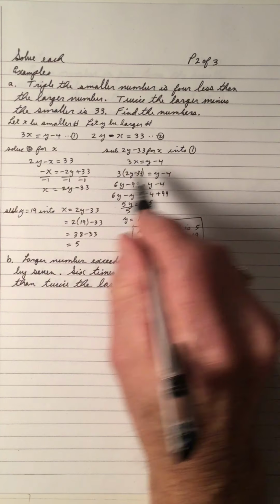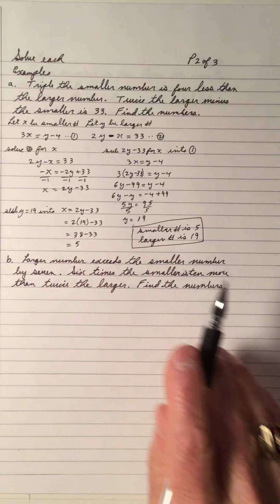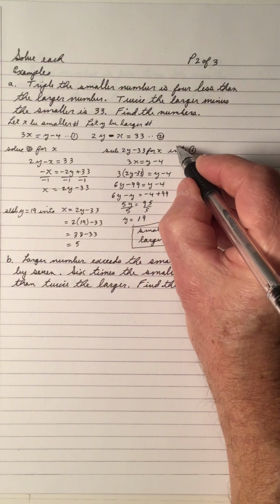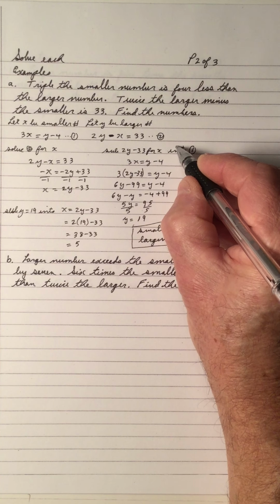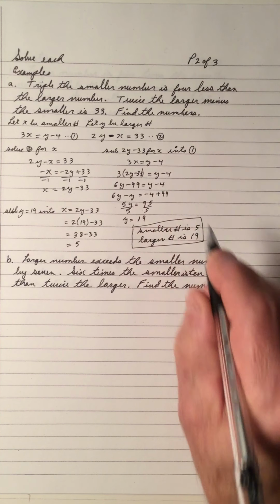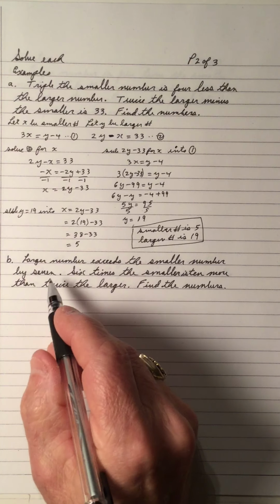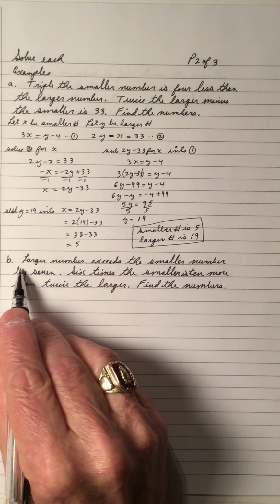So you worked everything out. Notice I explained everything I was doing. You might talk to your teacher about this. You might do it a little bit differently, as long as you end up with the same answers. So let's go with number 2.